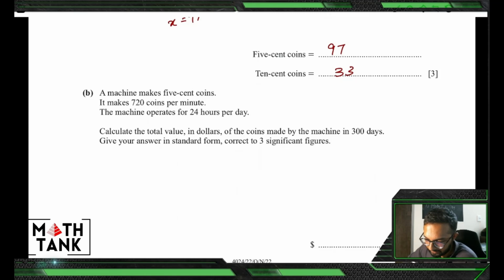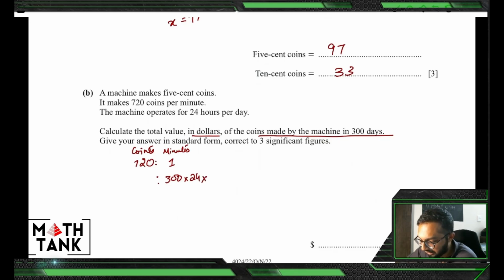Okay, so this is a machine that makes 5-cent coins. It makes 720 coins per minute. The machine operates for 24 hours a day. Calculate the total value in dollars of the coins made by the machine in 300 days. So 300 days, each day has 24 hours, and multiplied by 60 because I want to write that in minutes. So 300 days converted into minutes is 300 times 24 times 60.